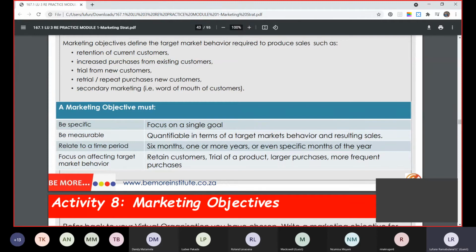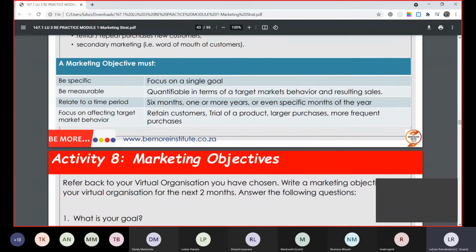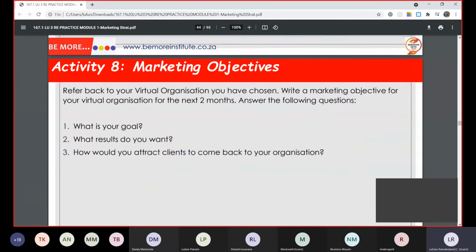Focus on affecting target market behavior. What do we want exactly with that particular market? Is it to retain the customers? Is it trial of a product? Is it larger purchases, more frequent purchases, things like that? We need to be very clear about our objectives. So I repeat, it needs to be specific, it needs to be measurable, it needs to relate to a particular period, and it needs to focus on affecting target market behavior.